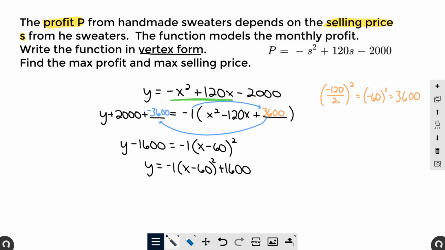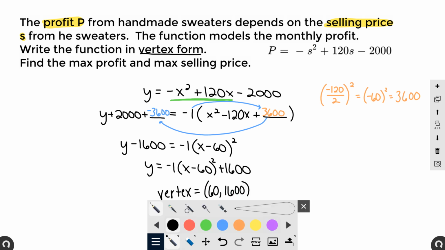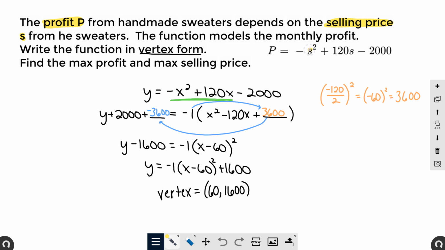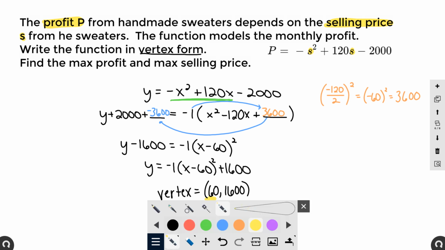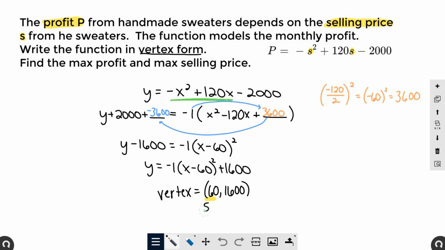So now we have written that in vertex form. So now we're going to find our max profit and max selling price. But we can do that by just picking out our vertex. What's the vertex of this? Good. 60 and 1,600. Now, if we go back up into our original equation, S is in the same place as what variable? X. So this 60 right here is the same as S or X. And then the second number would be P.